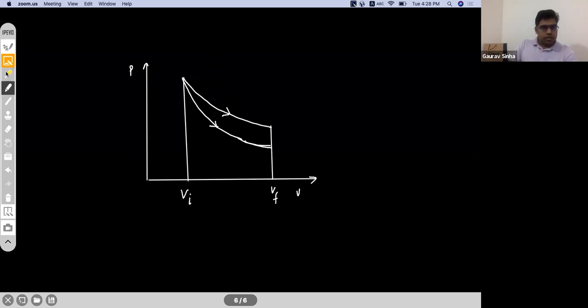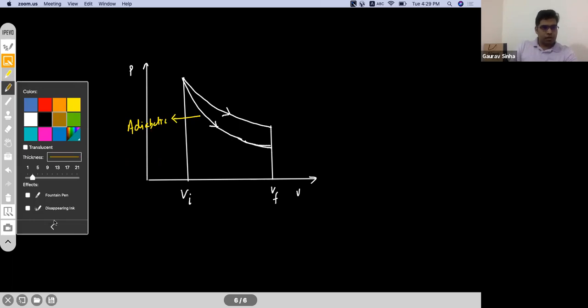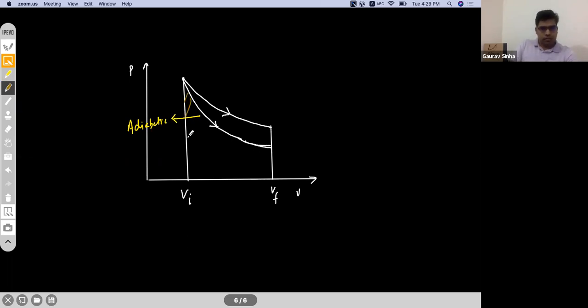Correct. Since this curve is adiabatic, if I ask you the work done in an adiabatic process, your answer would be the area under this curve, isn't it? Whatever the area we have, that will be the work done. Obviously, since we have a curve over here, you don't have to find out the area, but you can easily understand whether it is more or less.